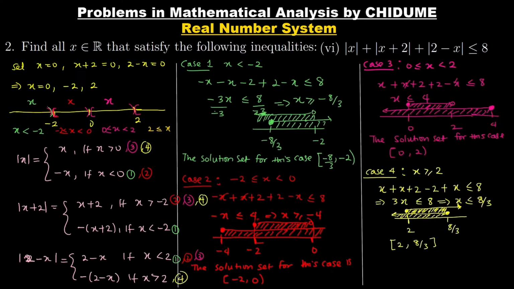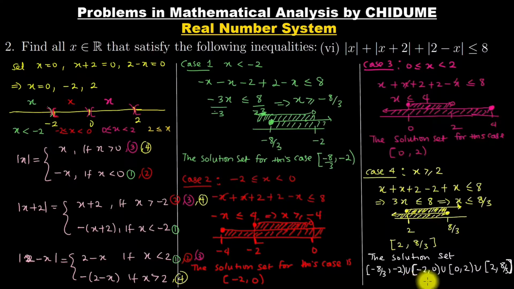So if we take the union of the cases, the solution set is going to give us what? So let's write that with a white marker. The solution set would be the union of case 1, case 2, case 3, and case 4. Case 1 is closed at negative 8 over 3 but open at negative 2. Case 2 is closed at negative 2, open at 0. Case 3 is closed at 0, open at 2. And case 4 is closed at 2, open at 8 over 3. Closed at 8 over 3 also.